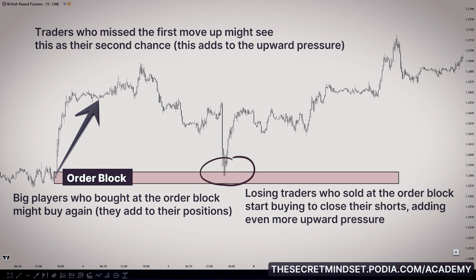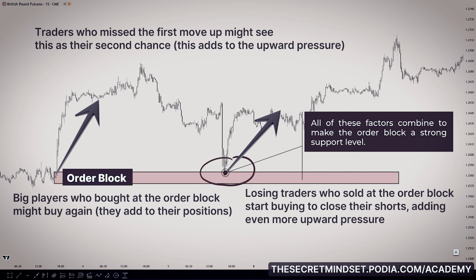Also, traders who sold short after the first move up might start to get nervous. If the price bounces here, they'll be in trouble. Some of them might start buying to close their shorts, adding even more upward pressure. All of these factors combine to make the order block a strong support level. And if the price does bounce here, it confirms the strength of the order block, making it even more likely to work again in the future.